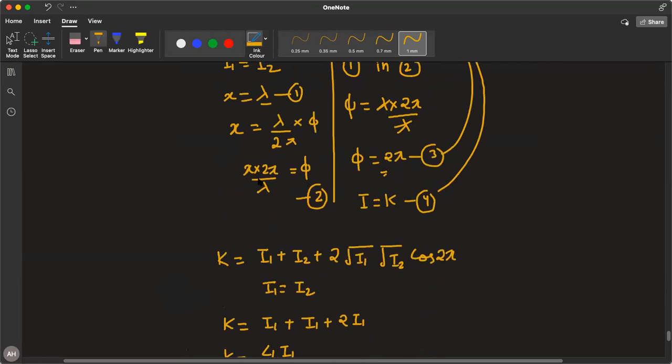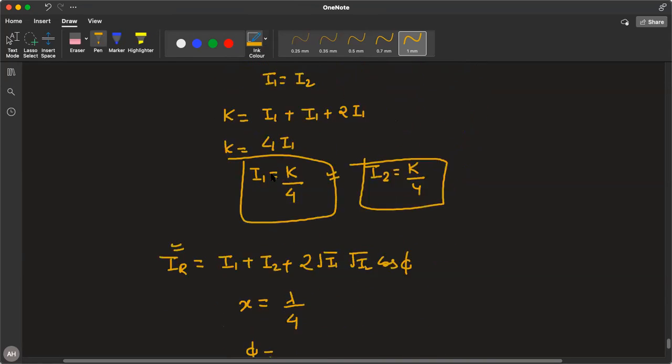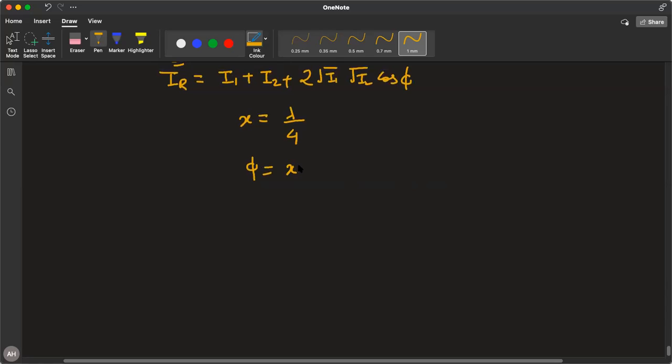This is the relation between phase difference and path difference: x into 2 pi by lambda. So that is lambda by 4 into 2 pi by lambda. Lambda will cancel lambda and you will get pi by 2. So when you put these values here, this value and I1 and I2 that we calculated in the last section, which is k by 4, let's substitute these values here.